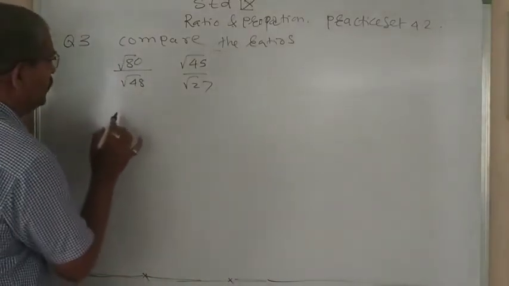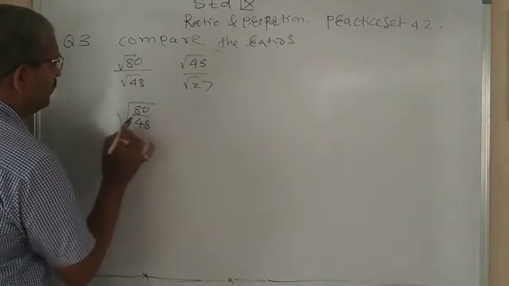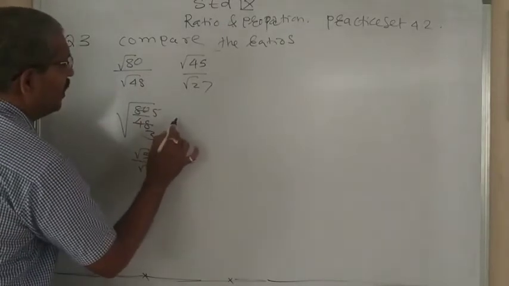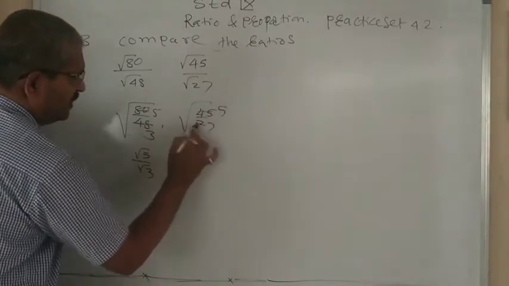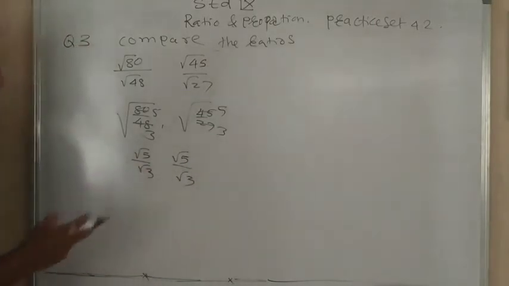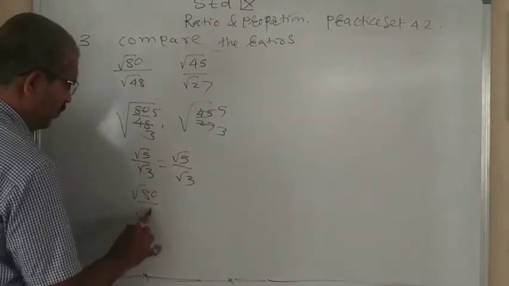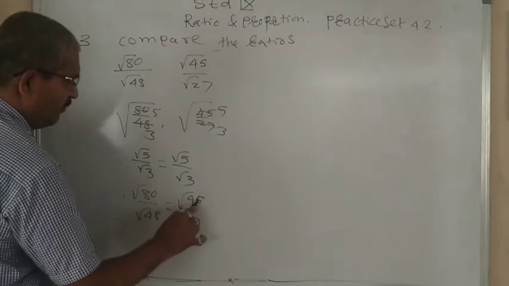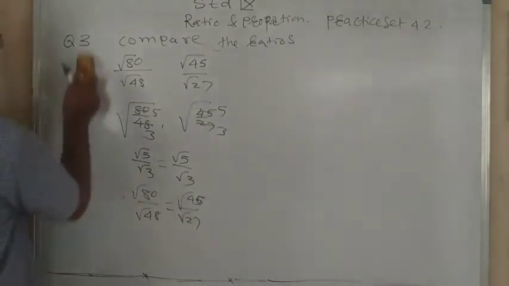Here we can reduce it. First I am going to reduce it. 80 upon 48 means 16 3s are 48, 16 5s are 80, means root 5 upon root 3. And here also, if possible, 45 upon 27 means 9 5s are 45 and 9 3s are 27, means root 5 upon root 3. Now the picture is clear, both are the same, therefore root 80 upon root 48 is equal to root 45 upon root 27. Understand? Is it clear?